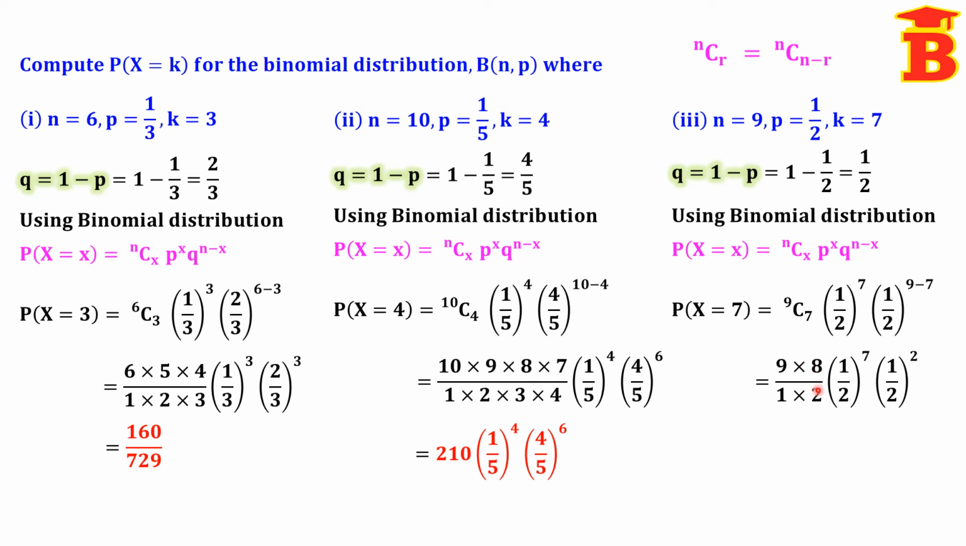Cancel this 8 and 2, 4 times. 4 into 9, 36. Into, combining these two, (1/2)^7 and (1/2)^2, we have to add the powers. 7 plus 2, 9. So (1/2)^9, 36 into (1/2)^9. This is the answer.